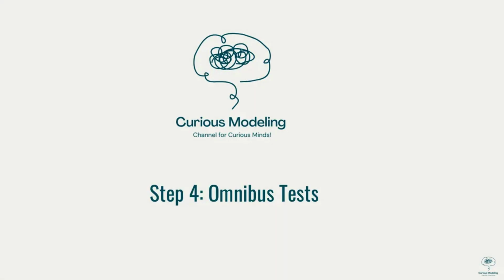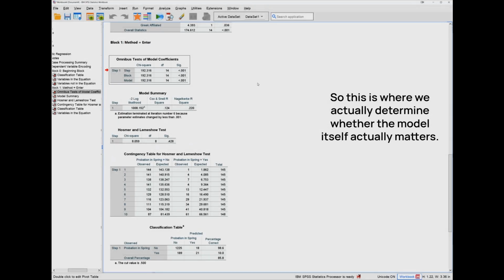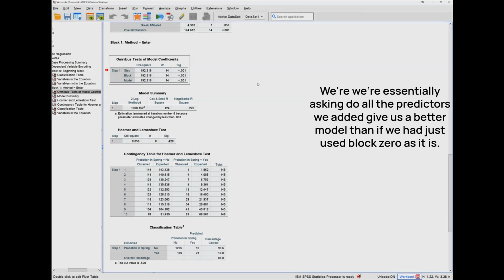So now we get to block one. And the first thing we're going to look at as we scroll down is the Omnibus test of model coefficients. So this is where we actually determine whether the model itself actually matters. We're essentially asking, do all the predictors we added give us a better model than if we had just used block zero as it is?